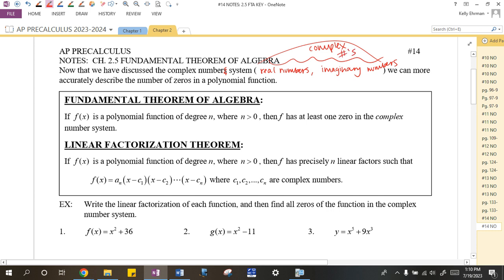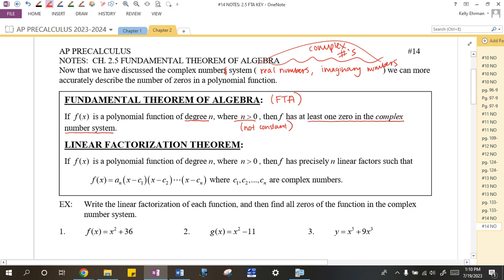So now that we've talked about complex numbers, we can get more accurate about how we talk about the zeros of a polynomial function. So this is all about polynomials. The fundamental theorem of algebra, or the FTA for short, says that if f of x is a polynomial function of degree n, as long as n is greater than 0, so as long as the polynomial function is not constant, right? So it can be linear, quadratic, cubic, or higher. Then f has at least one zero in the complex number system.